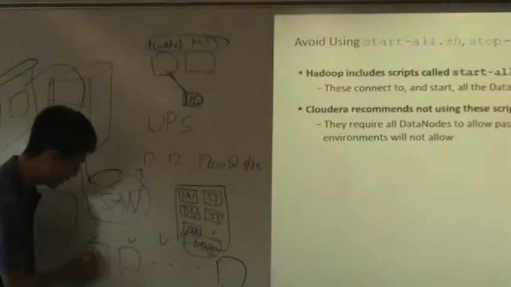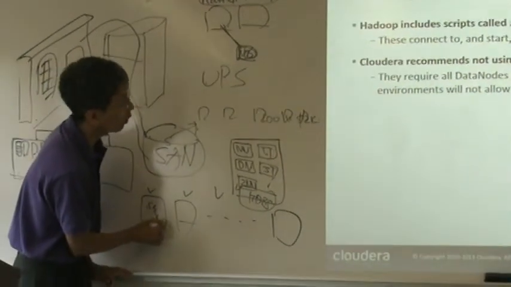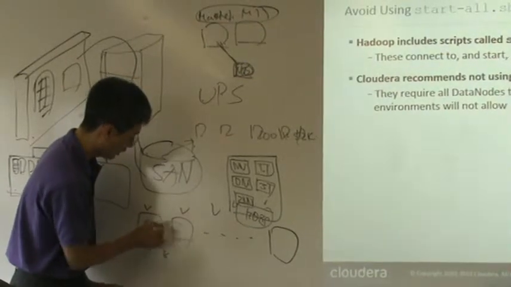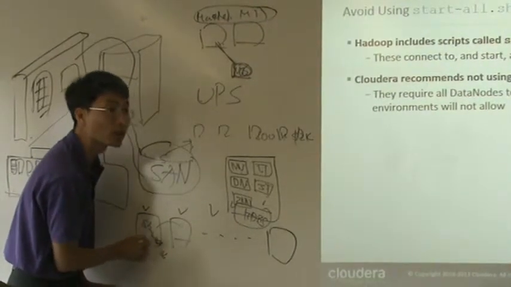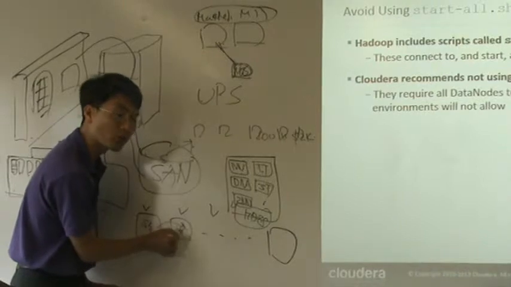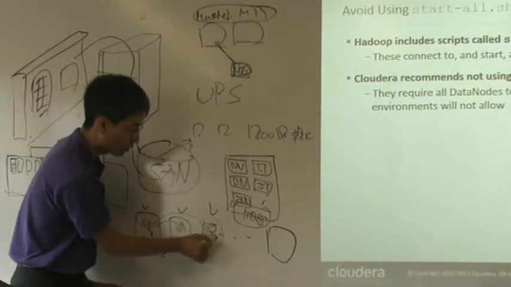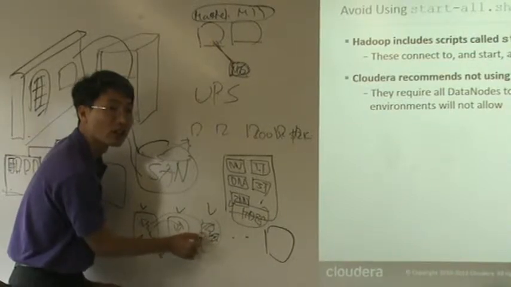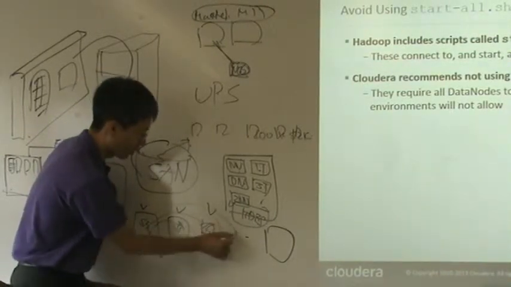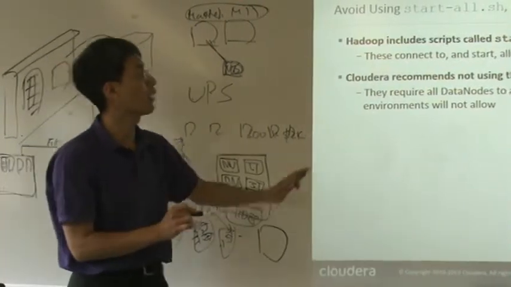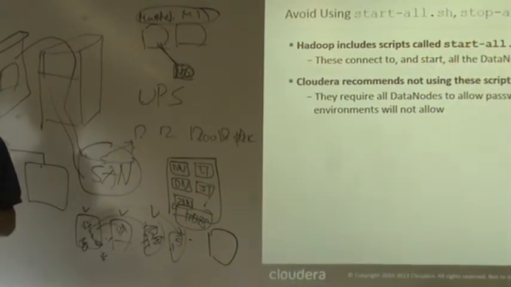If you run the start script, the .sh, it will start the processes. Here is the naming node, the process will be started. The job tracker will be started. And the data node is started. And the task tracker will be started. Data node, task tracker. However, Cloudera does not use such a mechanism.